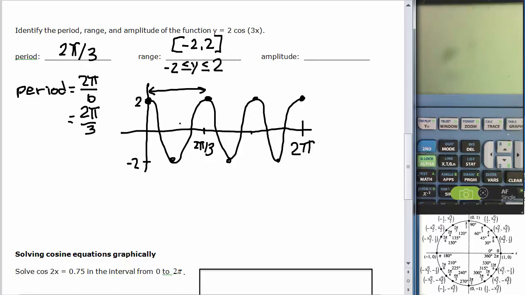The amplitude of the graph is the distance from the center to the highest point. The amplitude is always a positive value. It's the absolute value of a, which in this case would just be equal to 2.